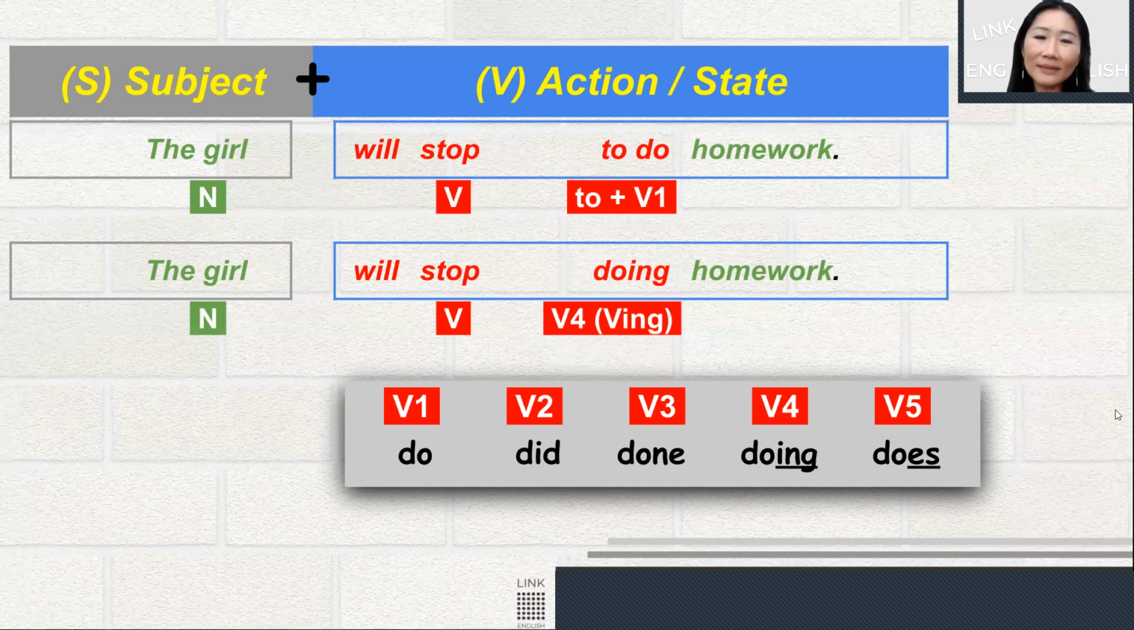V4 means something now or in the past. So the girl will stop whatever she is doing now. So she will stop homework. She will not do homework. The verb do should be followed by nouns. Do homework. Have you got that?